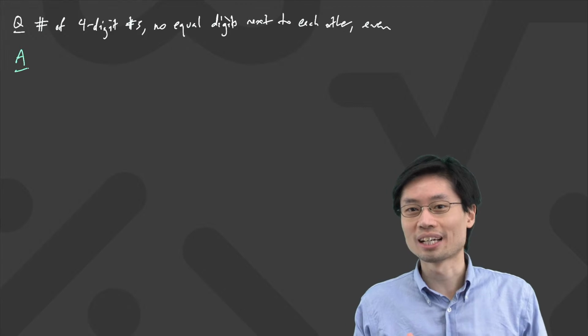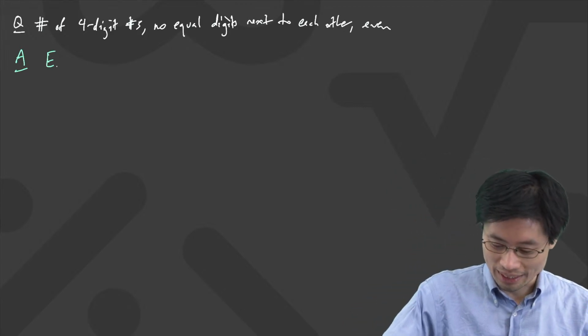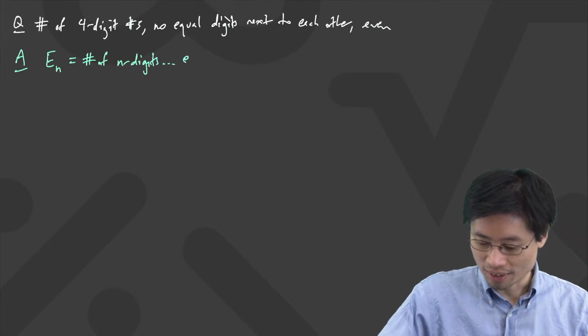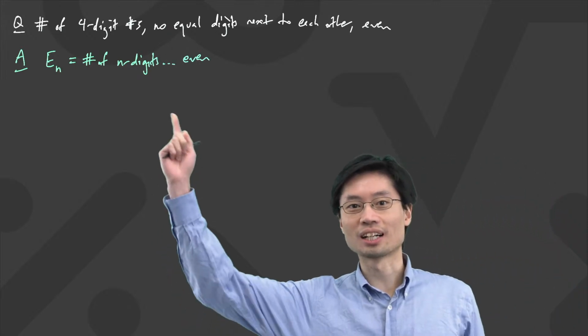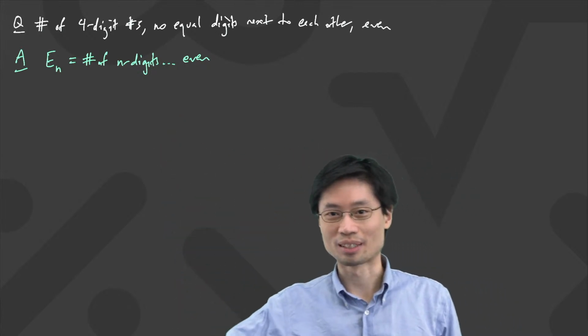Just to refresh our memory of where we were, a good way to do this was to define E sub n to be the number of n-digit numbers that are even. The condition here is just referring to no equal digits next to each other. We have to have that as well.